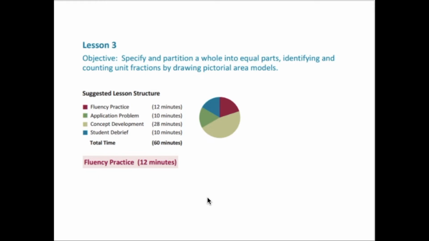All right, you guys. Today we're going to move on from our review from last week and jump into Lesson 3. Lesson 3's objective is to specify and partition a whole into equal parts, identifying and counting unit fractions by drawing pictorial area models.